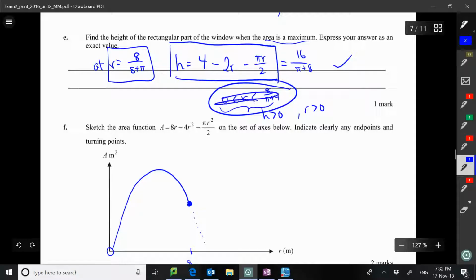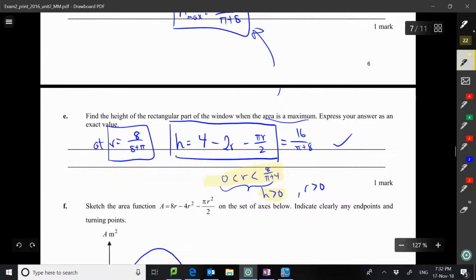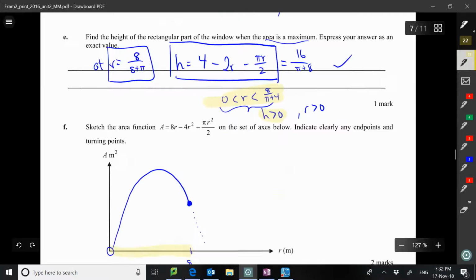This section, whoops, why does that happen? What I'm trying to say is focus on this section. In order for the height to be positive, the radius can only be between here. Okay, it couldn't have taken the full length for the area, which is 16 over pi plus 8. That wouldn't have worked for us.